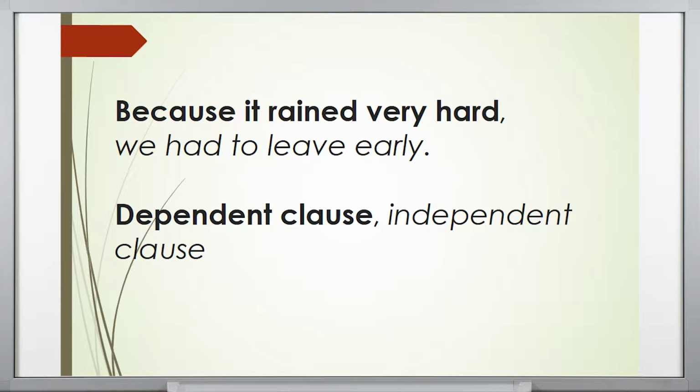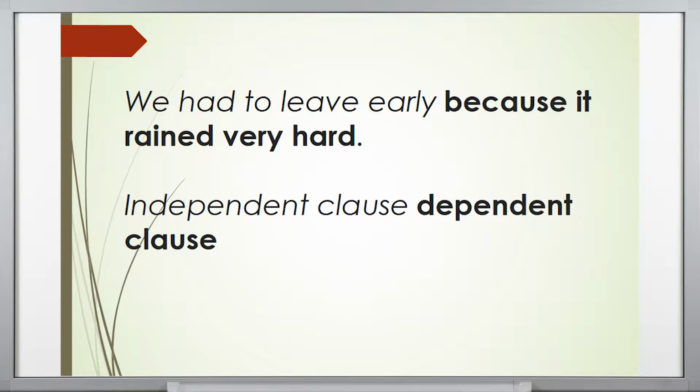Because it rained very hard, comma, we had to leave early. How do I know this is a dependent clause? Because if I took off my because, which is on the right-hand side of your sheet of gold, it rained very hard would stand by itself. So here I have a dependent clause, comma, independent clause. That child tries to go out into the road, you grab the child because it can't go out without you. I cannot have a dependent clause as a sentence because I have to have a grown-up or an independent clause with it. But now let's change the sentence around. We had to leave early because it rained very hard.